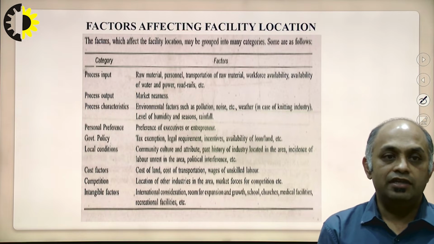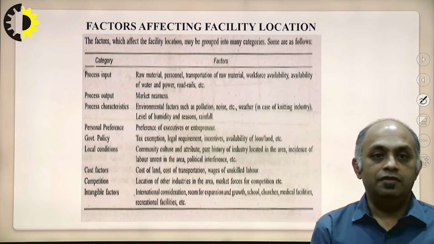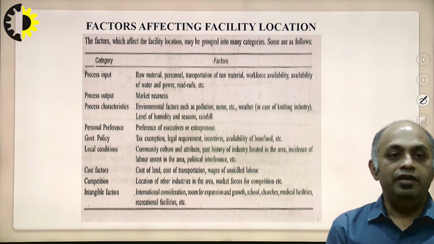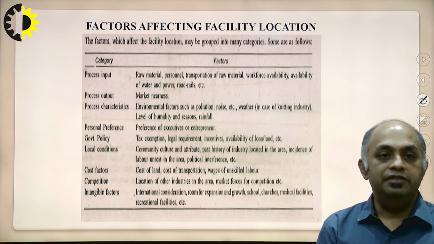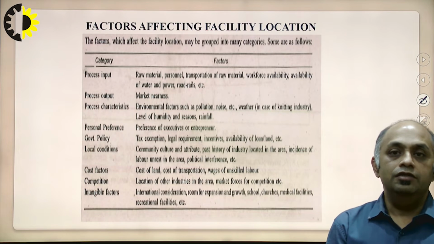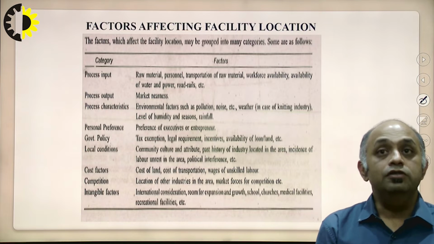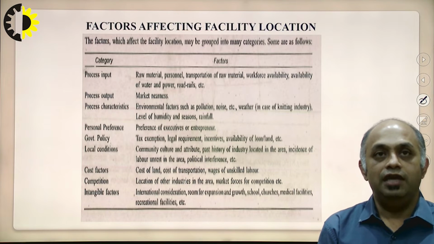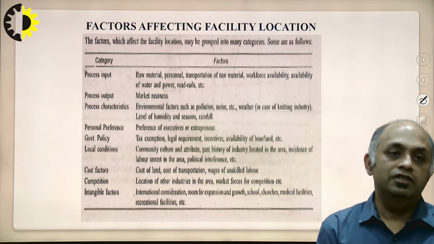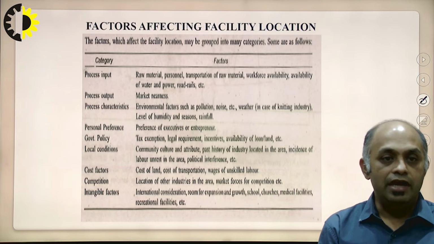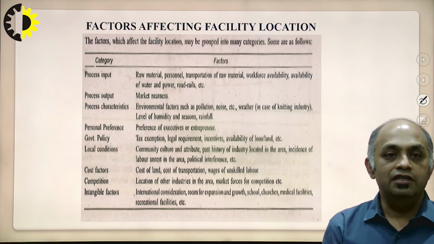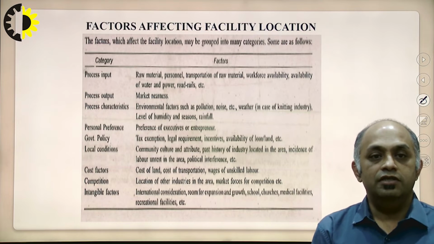Next is cost factors: the cost of land, cost of transportation, wages of the labor are very important, that is, how much we have to pay. At times the place where I select, the labor cost is very high or the cost of land is very high. So we should avoid incurring too high a cost at the site before we actually produce things. Once we establish ourselves, maybe we can shift to places where the land cost is higher, and the place is good, right? Competition is the location of other industries in the area, market forces for competition, etc.